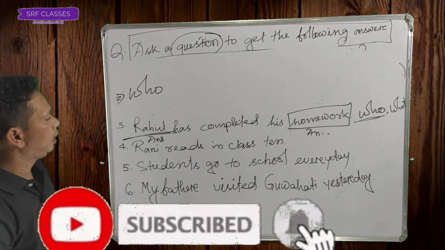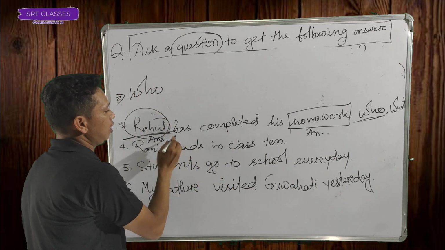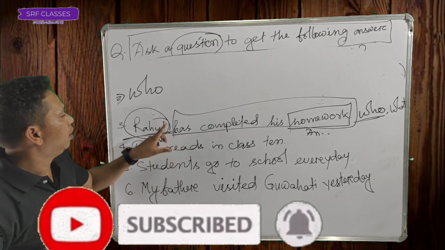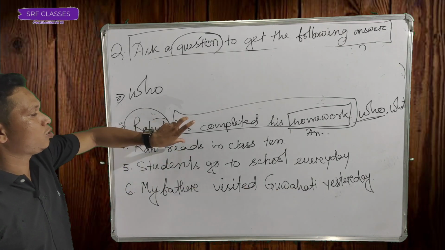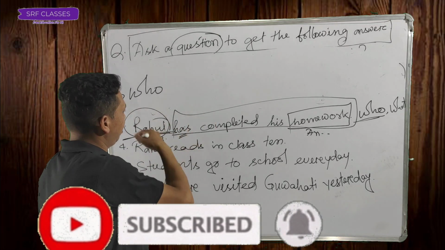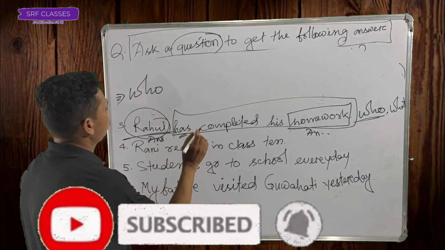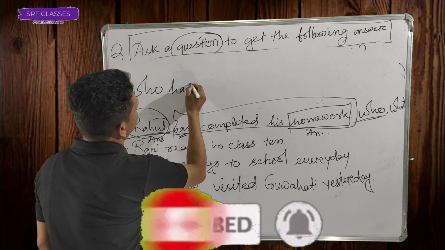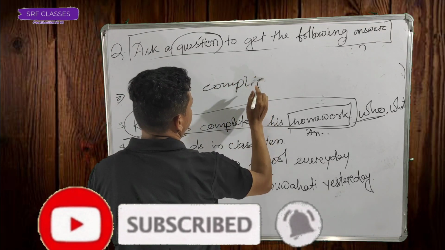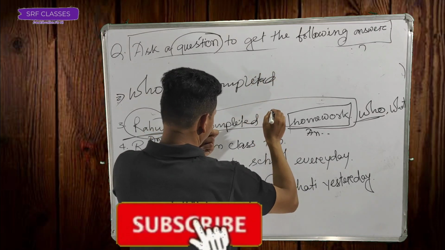Now next thing is, if it is who, then Rahul will be the answer, and rest others will have to be written as it is. Like here the subject is the answer, so you should not bring the helping verb before the subject. We don't have any such concept here. So rest others will be same. Who has, rest others are same. Completed. Who has completed.